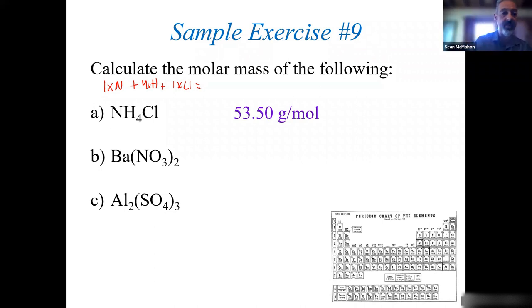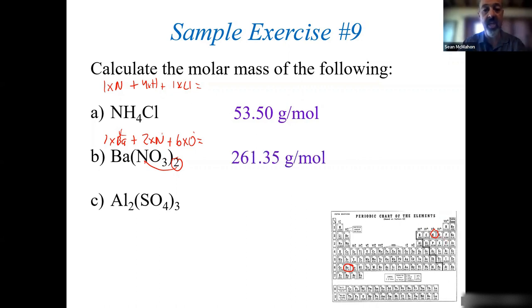Again, you got to refer to the periodic table. There's 1 barium. Then you're going to add that to, now notice there's a subscript 2 for each nitrate group. So that's 2 nitrogen plus, in the nitrate, there's 3 oxygen, but there's 2 of them, 6 oxygens. So what will that equal? So again, you're going to plug in for barium the mass right here, for nitrogen the mass right here, and for oxygen the mass right there. And you should get 261.35 grams per mole.